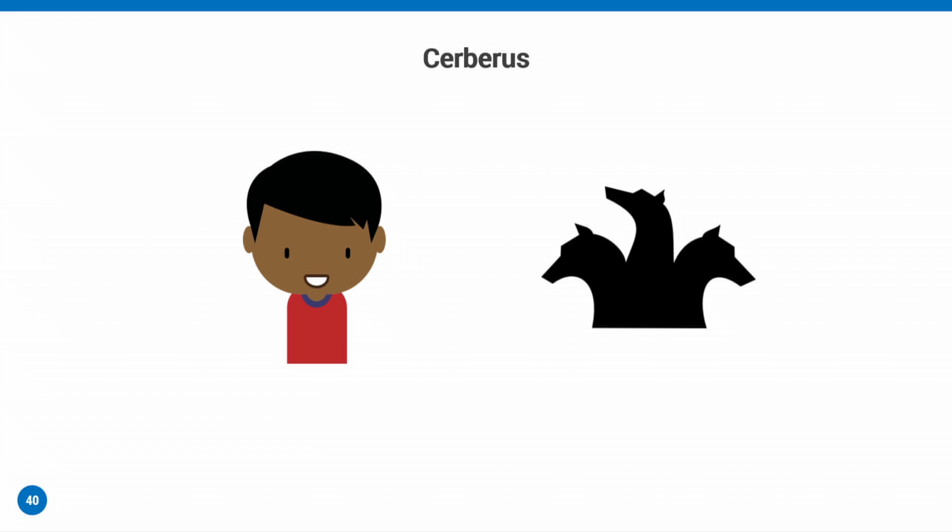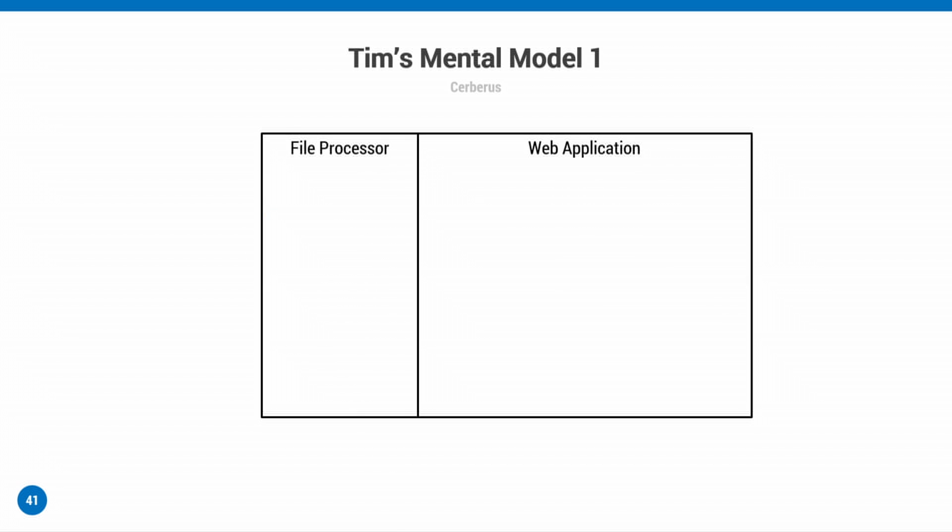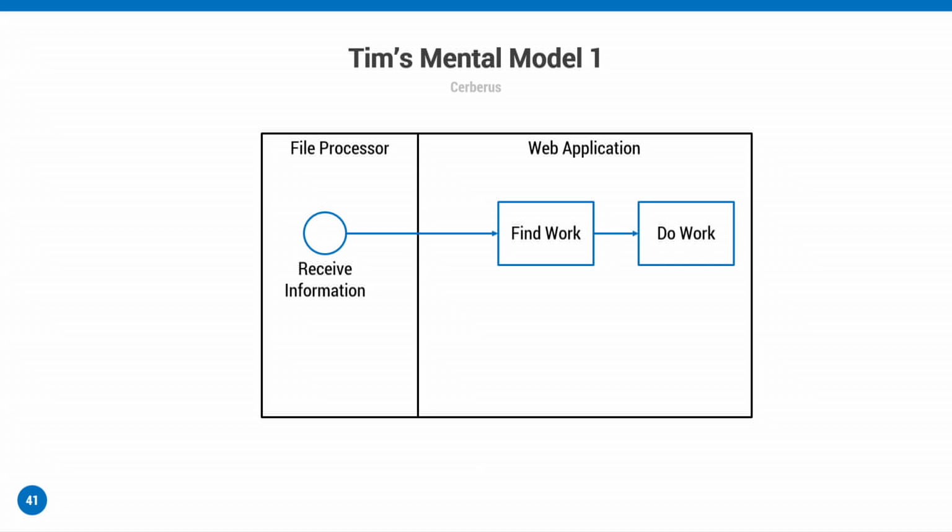So Tim was assigned to do some work on the flagship product, Cerberus, and he was asked to kind of make enhancements to the search page, really make it perform better and make a couple tweaks to it. And at this point, Tim has a mental model of there's some sort of file processor thing that brings in data, and then the users use the application to find some work, and then they do some work, and then they're done, right? That's as much as he understands, right?